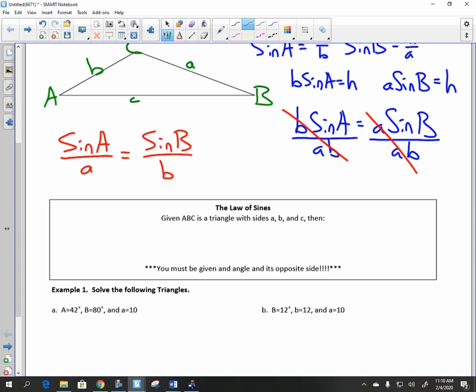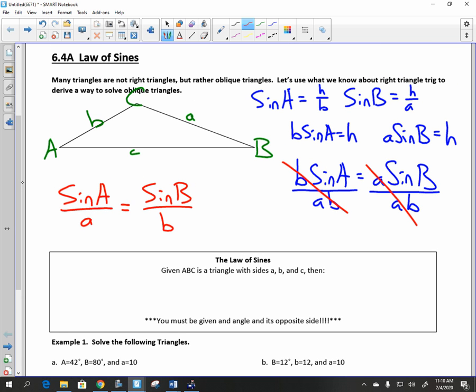Well, look at that. That kind of rolls off the tongue, doesn't it? Sine of A over A is equal to sine of B over B. What does it say? It says sine of an angle divided by its opposite side is equal to the sine of another angle divided by its opposite side. And it holds true that it would be the case for C as well. And so, in this little argument right here, we have proved the law of sines. Not too bad of a proof, huh? Kind of actually fun. It makes sense.